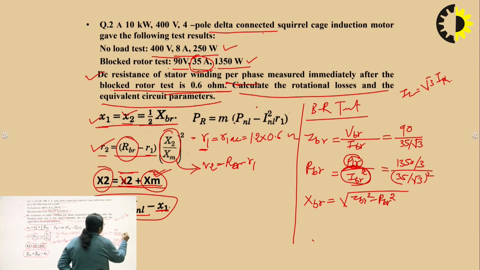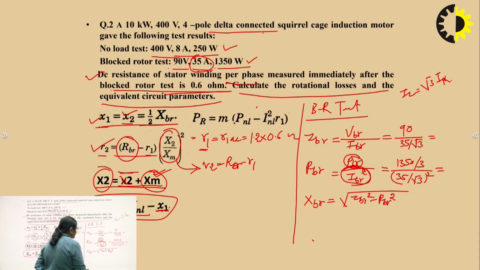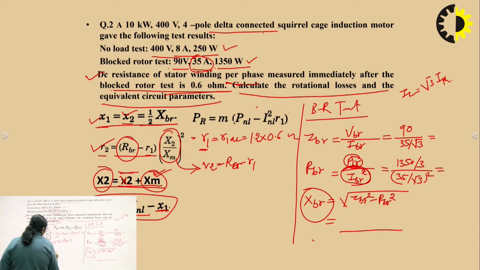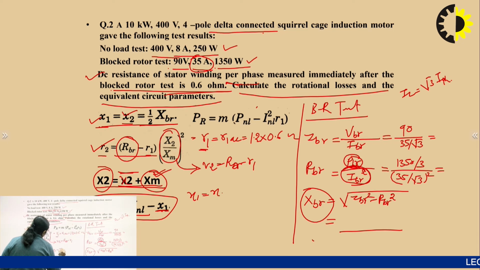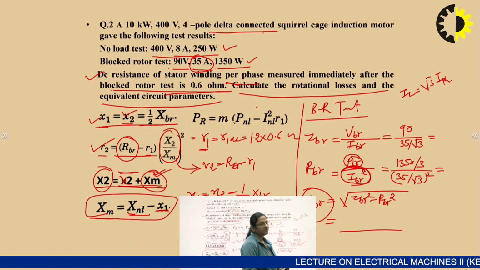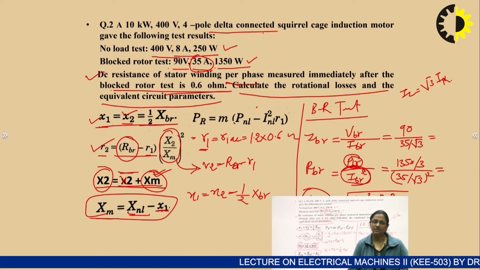So solving this, you will get the value of ZBR. Solving this, you will get the value of RBR. Then XBR can very well be calculated substituting these values in the equation of ZBR square minus RBR square. So once XBR is known to us, I can very well calculate X1 equals to X2 equals to half of XBR. There is no way of separating the reactances X1 and X2.